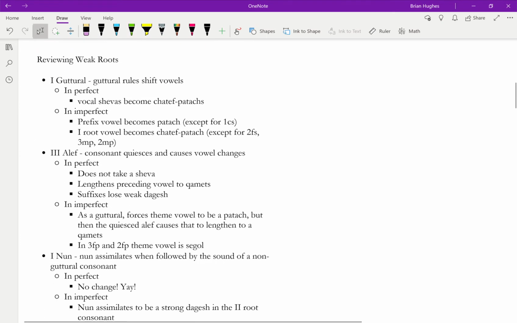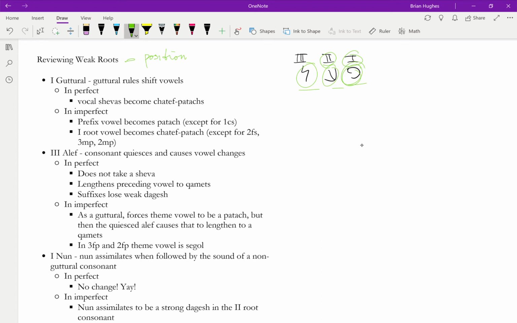So to review weak roots, remember we classify the weak roots based on their position and their kind of weakness. That position is based on the first, second, or third root, where the root consonant we're talking about is. And again, another way of talking about this is using the verb pa'al. So whereas we're going to say one guttural, other grammars are going to say a pay guttural, things like that. And whereas we're going to say, well, we haven't talked about second anything, or a third hey, they would call it a lamed hey. Kind of confusing, but.